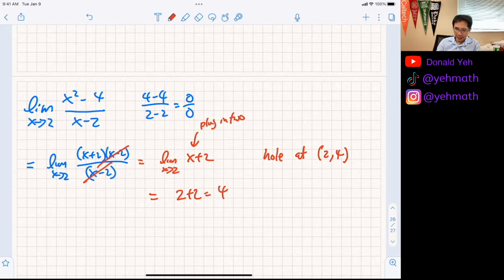So the hole is at (2, 4). This is also another name in calculus. Calculus does not call it a hole. They call it a removable discontinuity. Why do they call it removable?